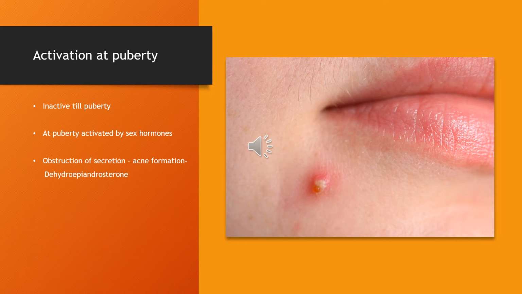So, during this adolescent age, due to the increased secretion of sex hormones, especially dihydroepiandrosterone, the sebaceous glands will be stimulated suddenly. So, either due to the overactivity of sebaceous glands or due to the obstruction in the ducts of sebaceous glands, there can be a localized inflammatory condition of the skin called acne, characterized by pimples on face.